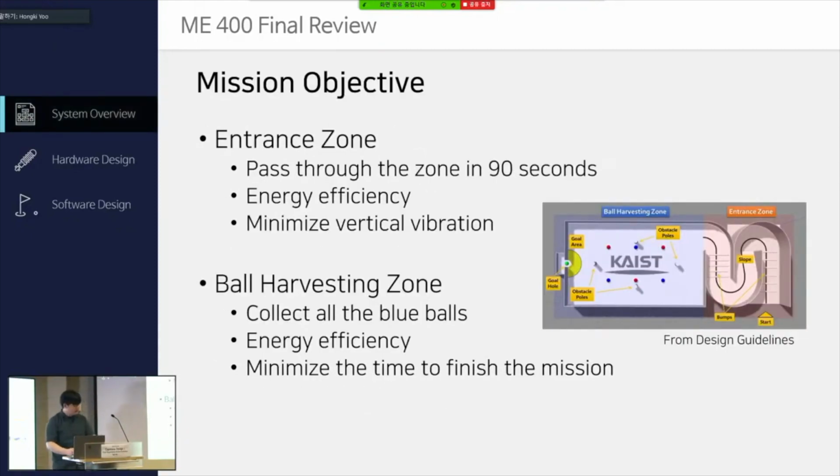Our mission has 2 parts: getting through the entrance zone, followed by the ball harvesting zone. For both parts, we need to ensure energy efficiency and reduce the required time to finish the mission. Also, especially for the entrance zone, we must deal with the vibration.